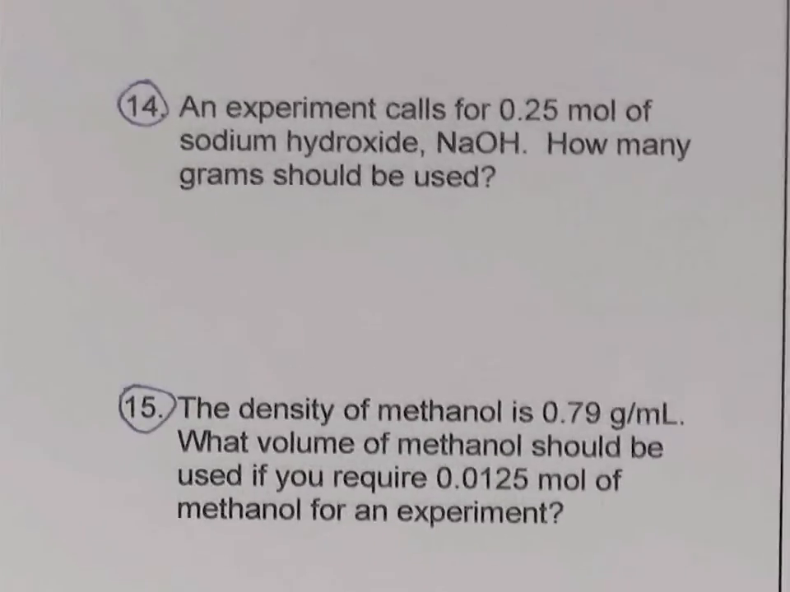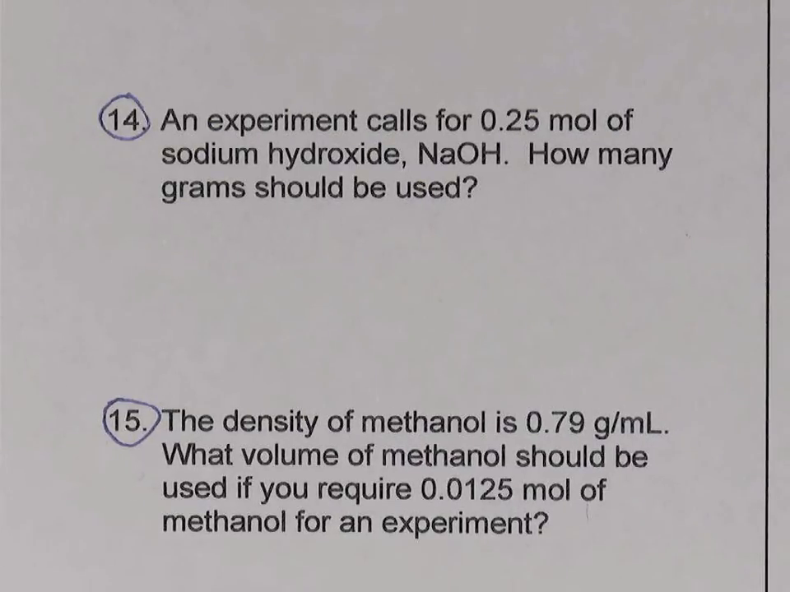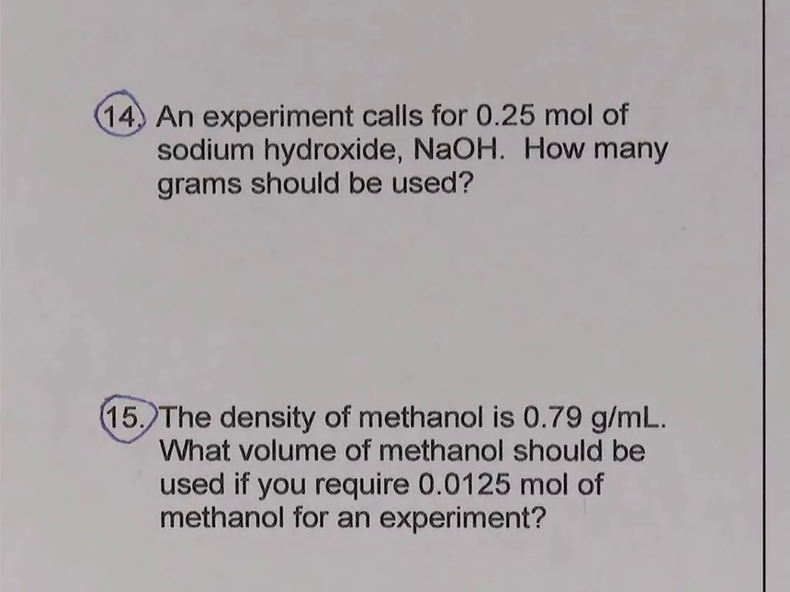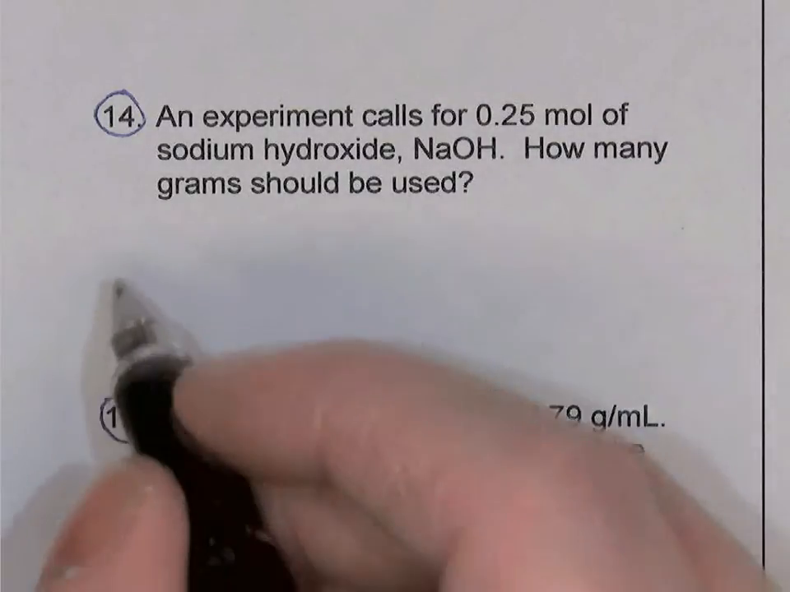So question number 14 is a more practical experiment. You're doing a lab, and the lab tells you that you need 0.25 moles of sodium hydroxide. So how many grams should you use? In the lab, we measure out masses of substances. We don't measure out moles. So if you needed 0.25 moles, how many grams is that?